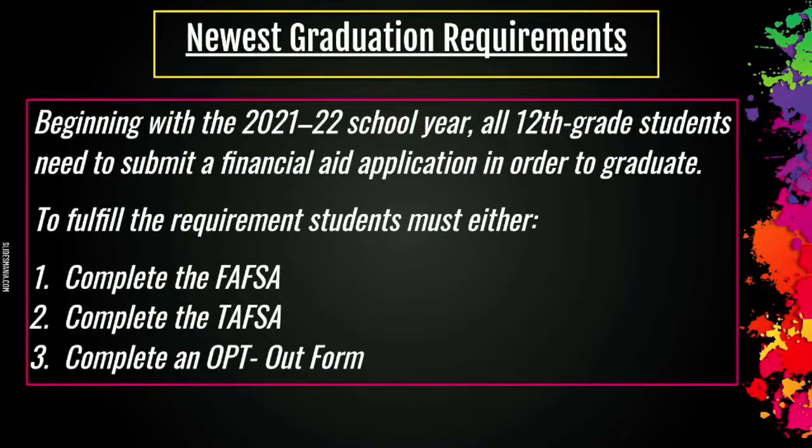So beginning with this school year, we have a new graduation requirement. The state of Texas is asking students, when they are in 12th grade, to submit a financial aid application in order to graduate. In order to fulfill this graduation requirement, students can do 3 things. They can complete a FAFSA, they can complete a TAFSA, or they can do what's called an opt-out form so that they don't have to do either. But they have to do one of those 3. But again, you won't worry about that until senior year.